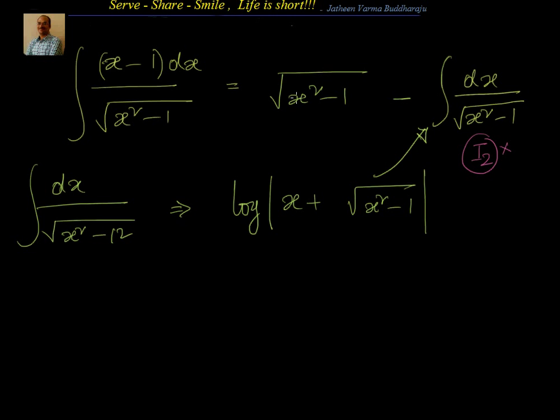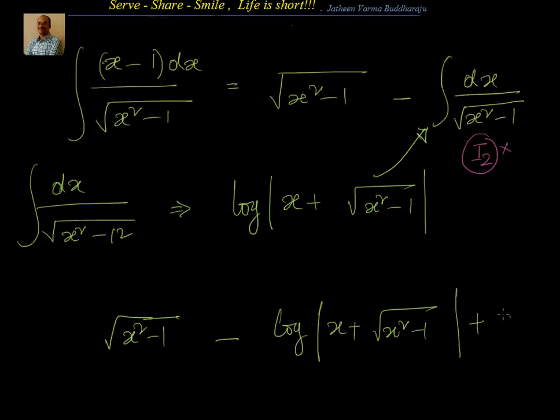So the whole answer is x root of x square minus 1, minus log of x plus root of x square minus 1, plus c. That is the answer for this particular problem. So we have divided that into two parts, because we can find 1 by root of x square minus a square, but we don't know how to find it when there is something other than a constant in the numerator, some variable. So the only way is to separate them.